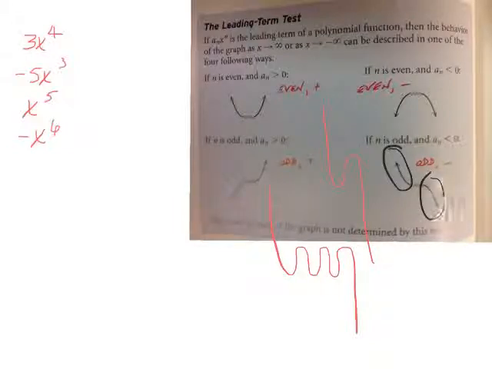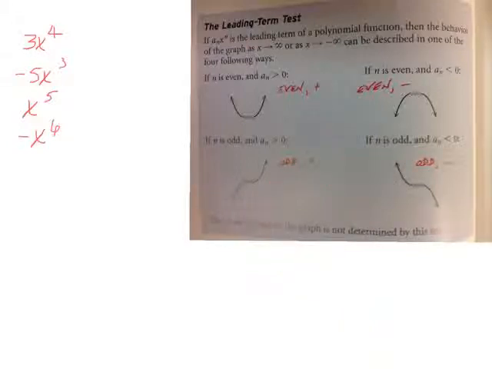Okay, so let's look at the next one. We have x to the fifth. So we have an odd exponent and a positive number in front of the x. An odd exponent and a positive number in front of the x gives me something that looks like this. Odd, positive. So not too hard.